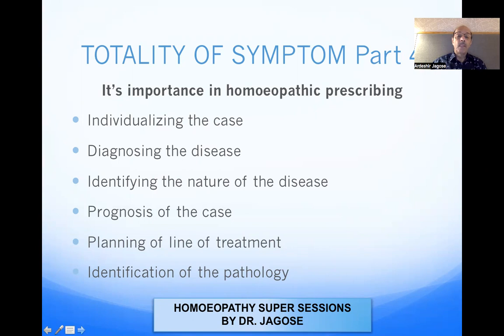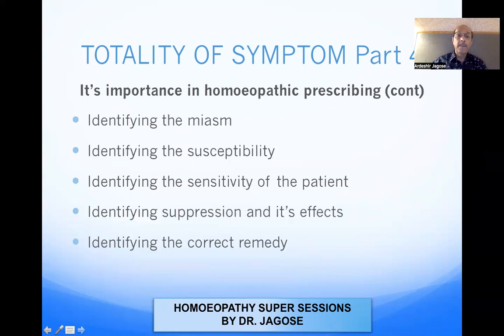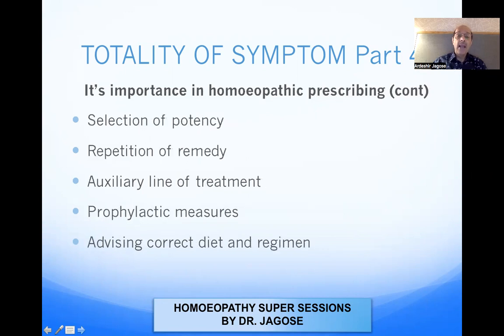The importance in prescribing is as follows: individualizing the case, diagnosing the case, identifying the nature of disease, prognosis of the case, planning line of treatment, identification of the pathology, identifying the miasm, the susceptibility, the sensitivity of the patient, identifying suppression and its effects, and identifying the correct remedy. Also, it includes the selection of potency, repetition of remedy, auxiliary line of treatment, prophylactic measures, and advising the correct diet and regimen. All these points have to be taken into consideration, but the most important point is the first point, individualization of the patient.